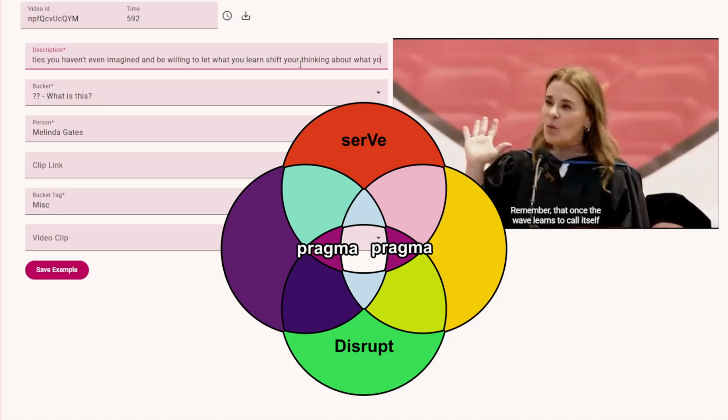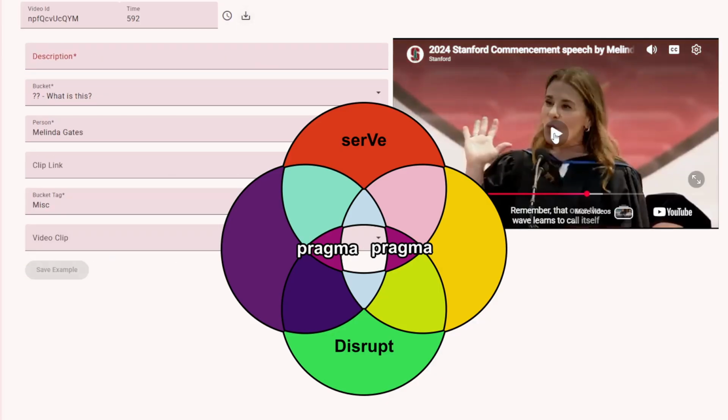I wonder if it has anything to do with pragmatism. I definitely hear from disruptors that you should think independently. It might again be something that resides on the pragmatic axis.